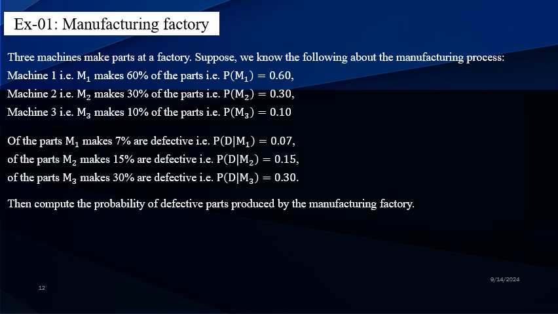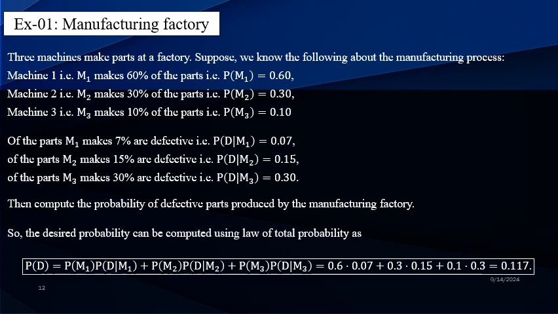So how will you solve it? Just by using the total probability theorem. The computation is very simple. Probability of D is equal to probability of M1 times probability of D given M1, plus probability of M2 times probability of D given M2, plus probability of M3 times probability of D given M3.